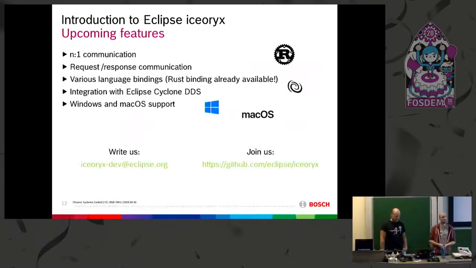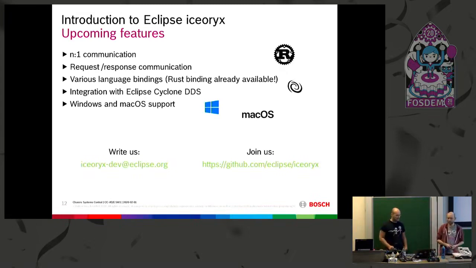So briefly some words about the upcoming features. We are planning to integrate N-to-1 communication. This is, for example, necessary for the ROS2 logger because many different applications, many different publishers are sending data to one topic. And then also we're planning request-response communication and various language bindings. The Rust language binding is already available. You can check it out. You find the link at the end.